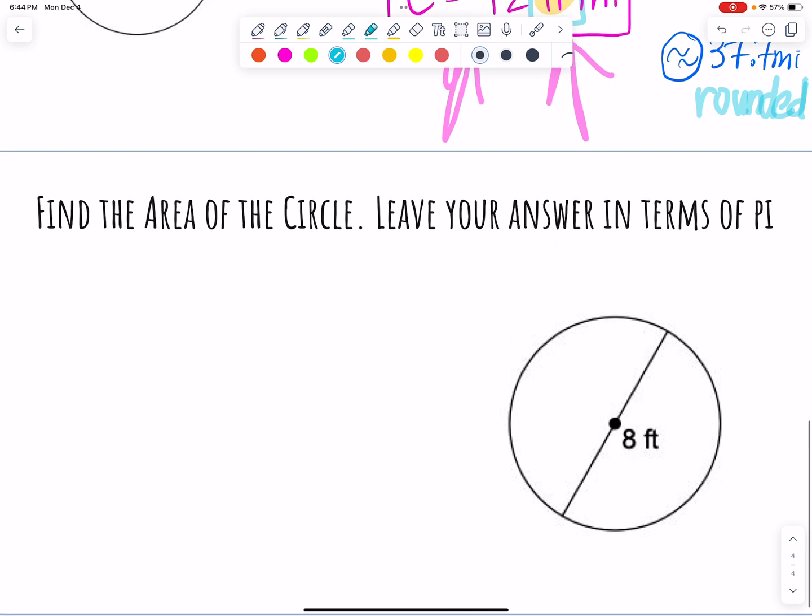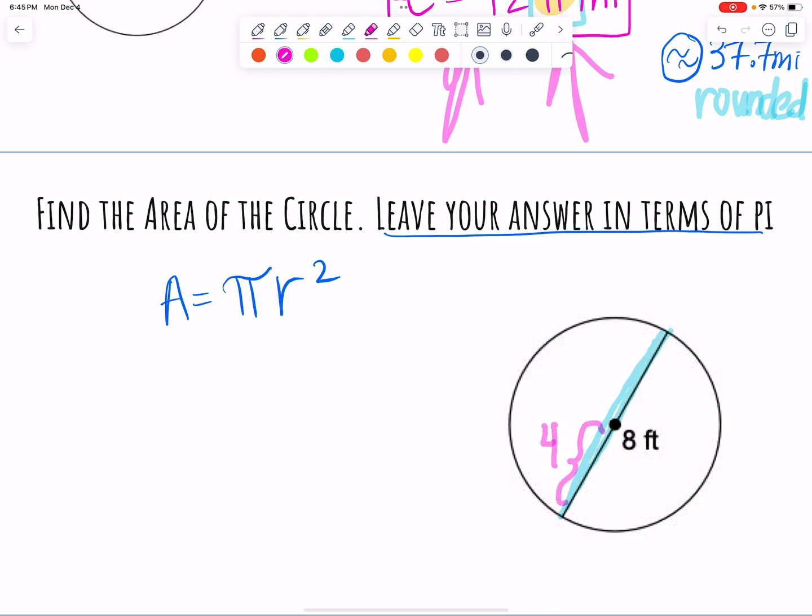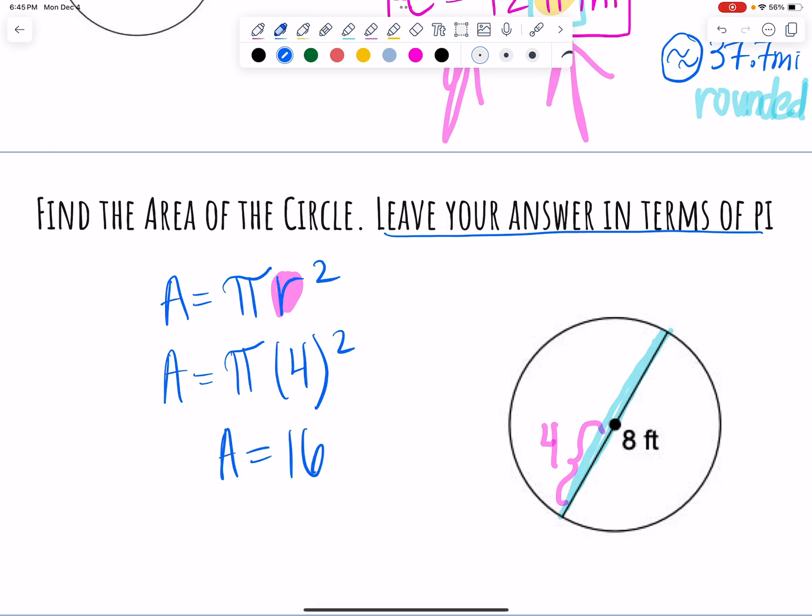Okay, find the area of the circle, and we want to leave our answer in terms of pi again. You'll see this wording a lot. Area of a circle is pi times r squared, where r is my radius. Right now in my picture, I'm given a diameter. If the diameter is 8, we know that the radius is going to be half of that, which is just 4 feet. So what I'm going to plug in for my radius is a 4. I'm going to write pi times 4 squared as my area. When I do 4 squared, I get 16. So my exact area of this circle is 16 pi feet squared.